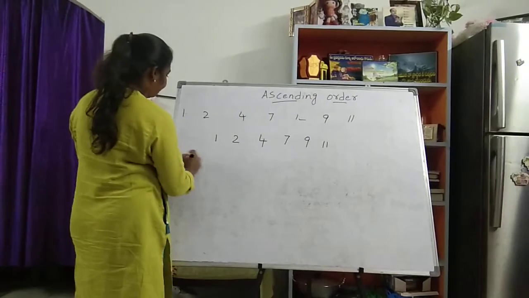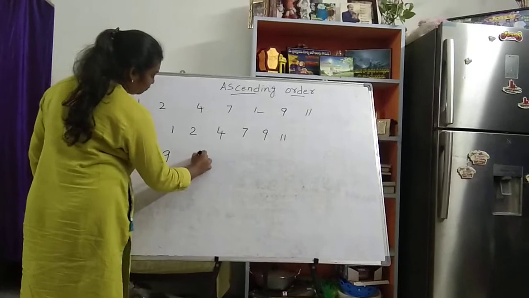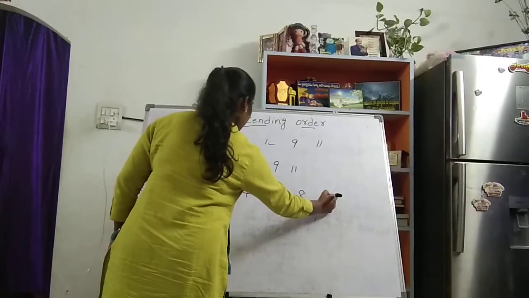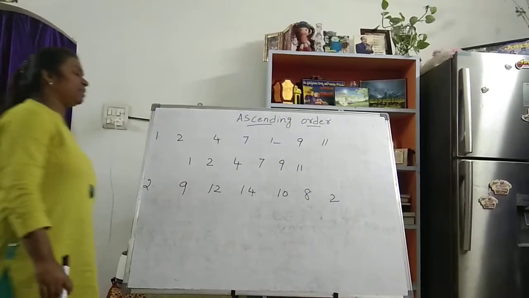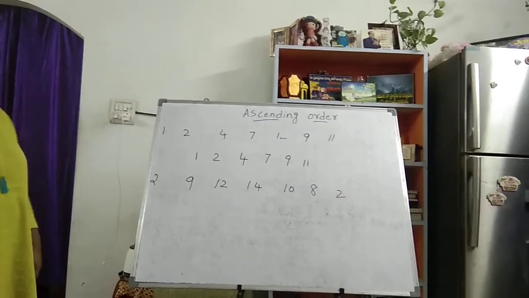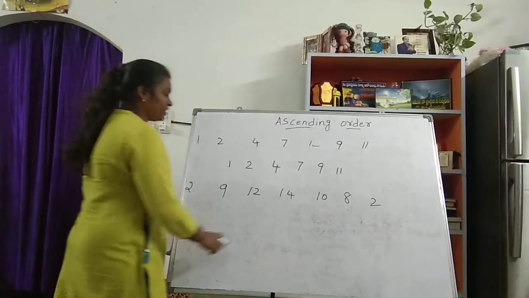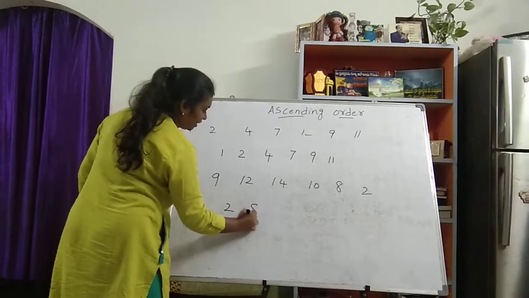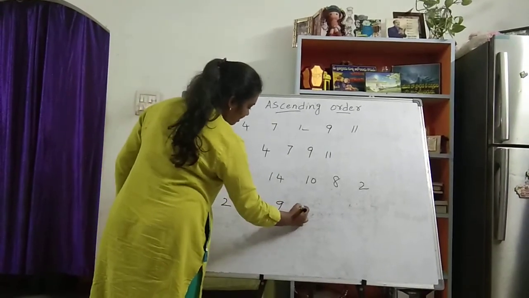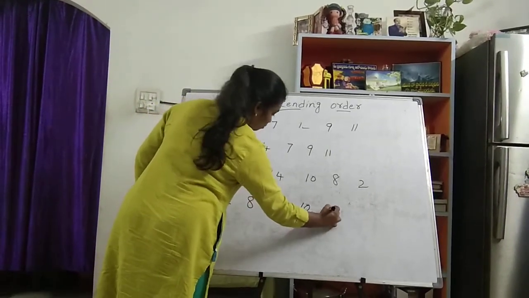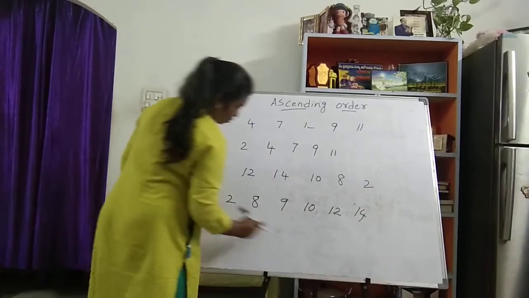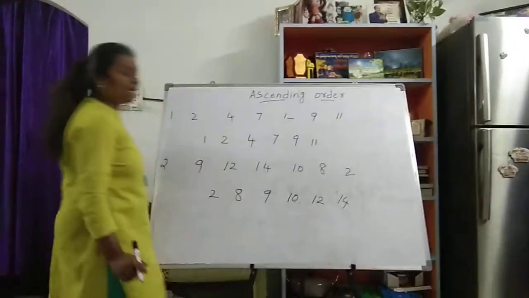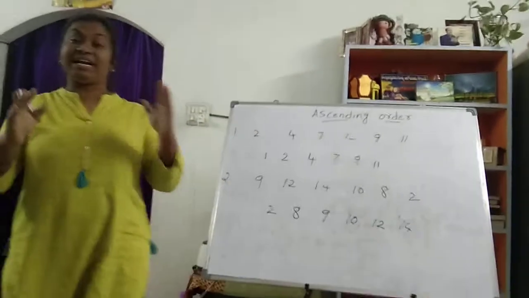One more example. 9, 12, 14, 10, 8, 2. Now you have to arrange them into ascending order. Which is a smaller number? 2. Take 2. Then 8. Then 9. Then 10. Then 12. After that 14. So from the smaller number we are writing till the bigger number. This is called ascending order.